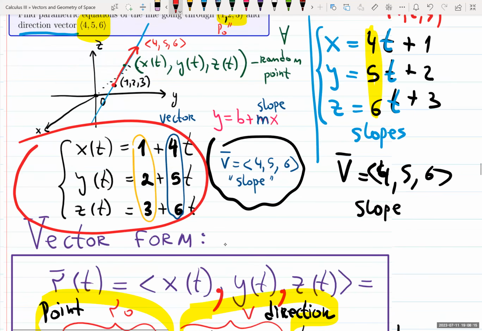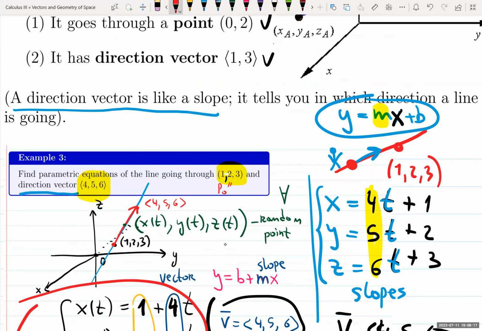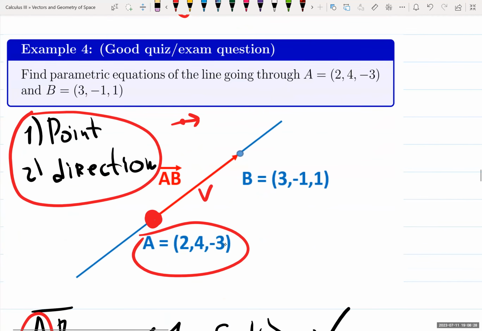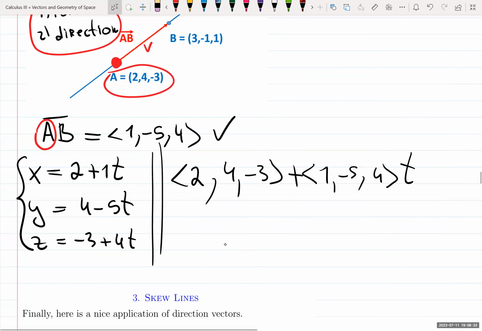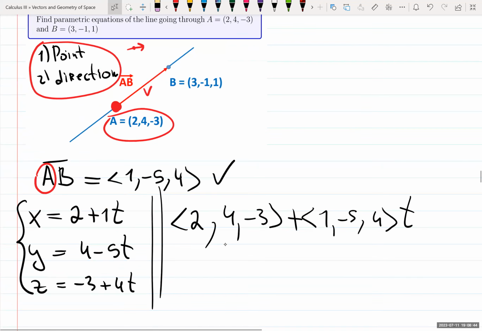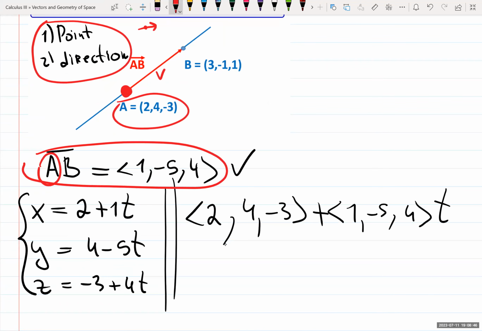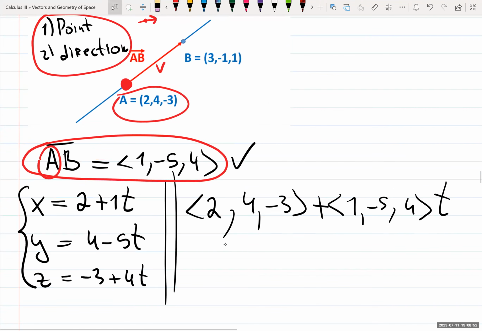So here, the point was given, and the direction is coming from that point. So same here, if you choose A to be that point, just start with AB, create AB, and then write down the answer. Those are the forms we have. Actually, it's not 3 forms. The form number 1. So here's my vector AB. As always, we do last minus first. 1 minus 5 and 4.